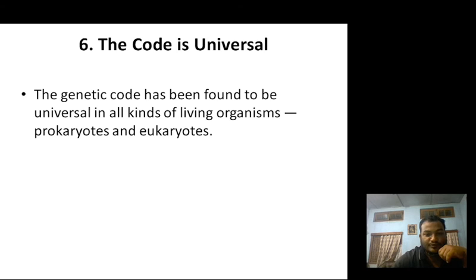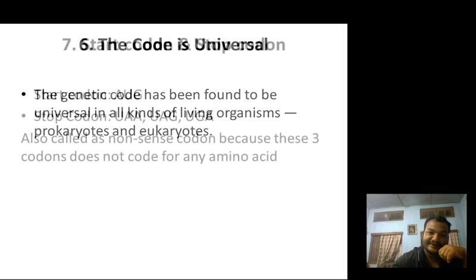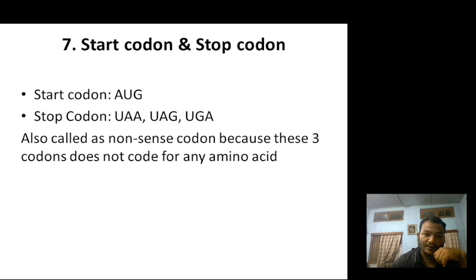The code is universal. The genetic code, wherever it is present, whether in animals, or in plants, or in microbes, is always universal. That means they always code for the same amino acids. They behave the same.